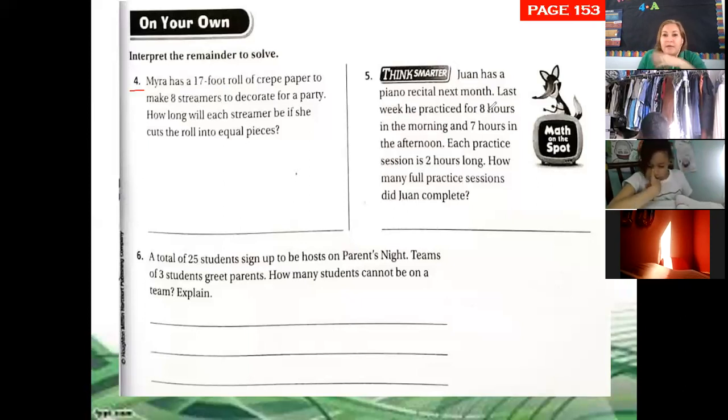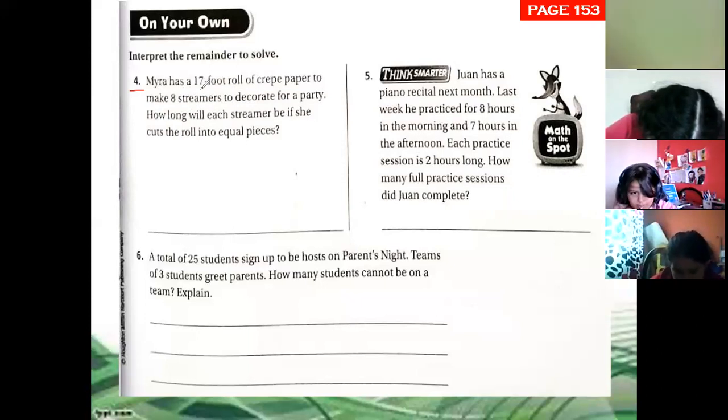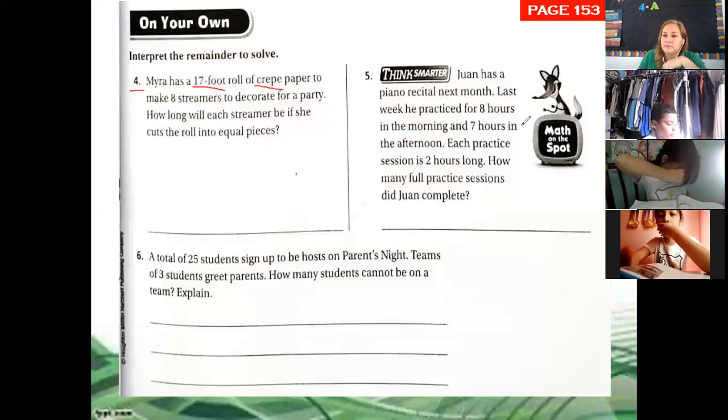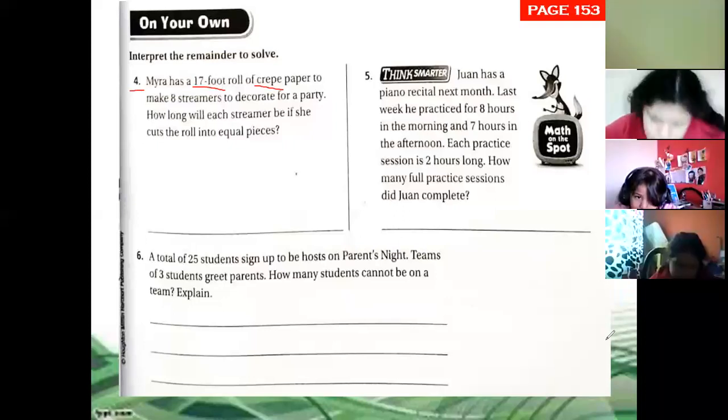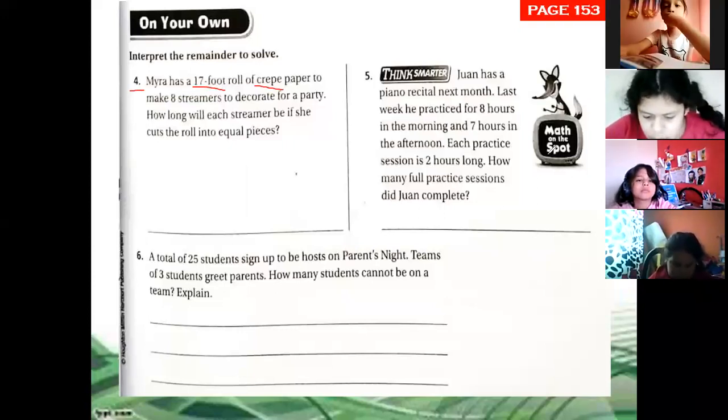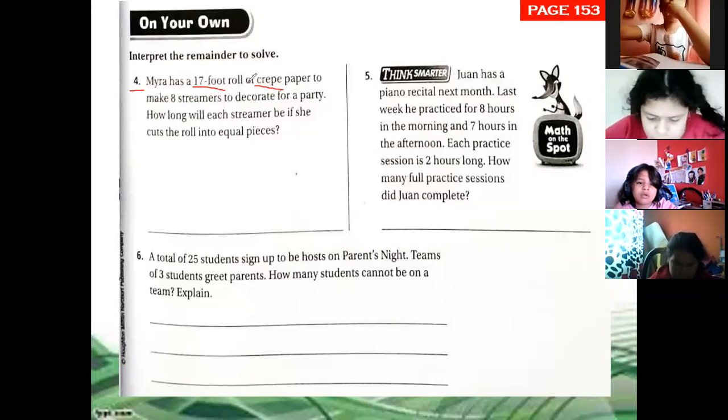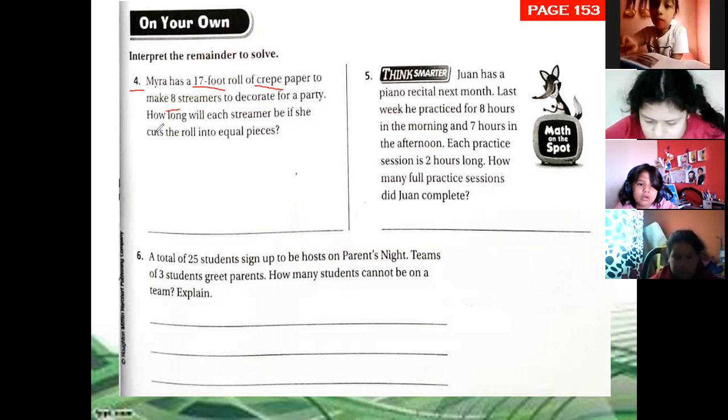Okay, exercise number 4. Mira has a 17-foot roll of crepe paper to make 8 streamers to decorate for the party. How long will each streamer be if she cuts the roll into equal pieces?